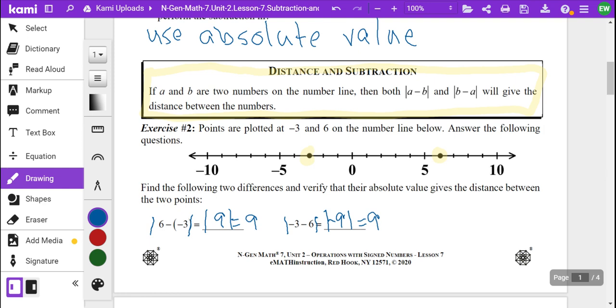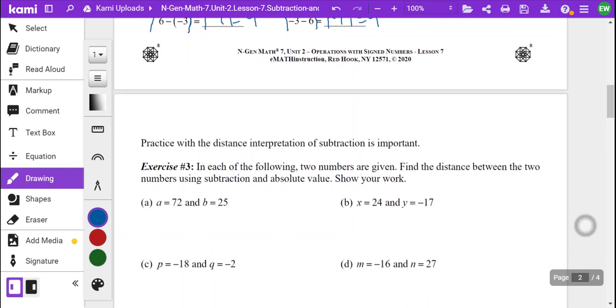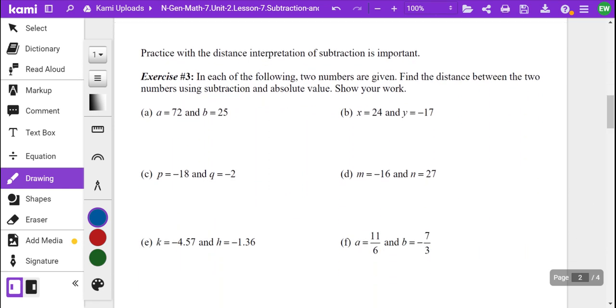Okay, so you can see 6 minus -3, we can rewrite that as 6 plus 3, which would give me 9. Absolute value of 9, which is 9. Okay, now I have -3 minus 6, which would be the same as -3 plus -6. That gives me -9. Absolute value of -9 is 9. Okay? It is that straightforward. All right. Let's keep going, and hopefully we'll be looking at some larger numbers.